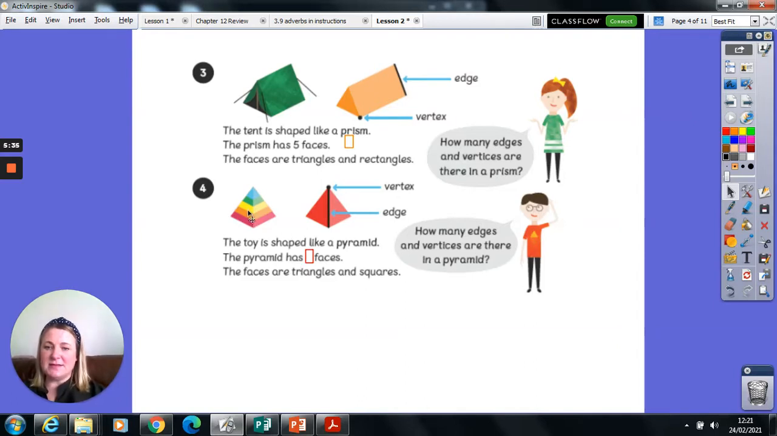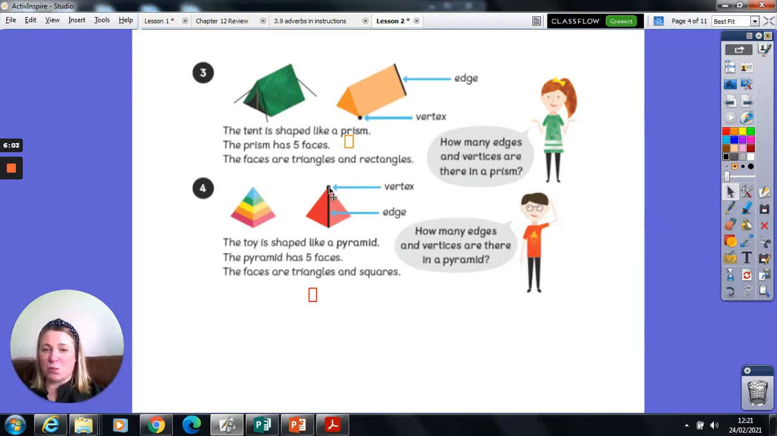Okay, so faces, well, there'll be a square one on the bottom, and then 1, 2, 3, 4 that you can't see, which would total 5. 5 faces. The faces are all triangles and squares because the base of that shape is a square.